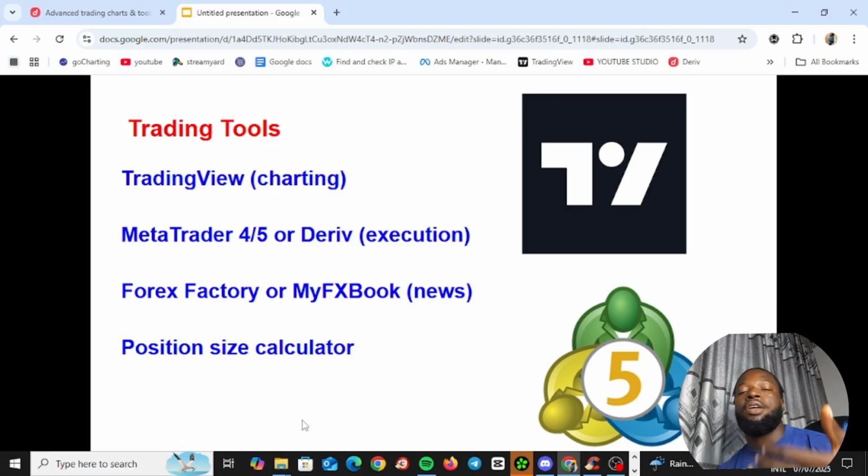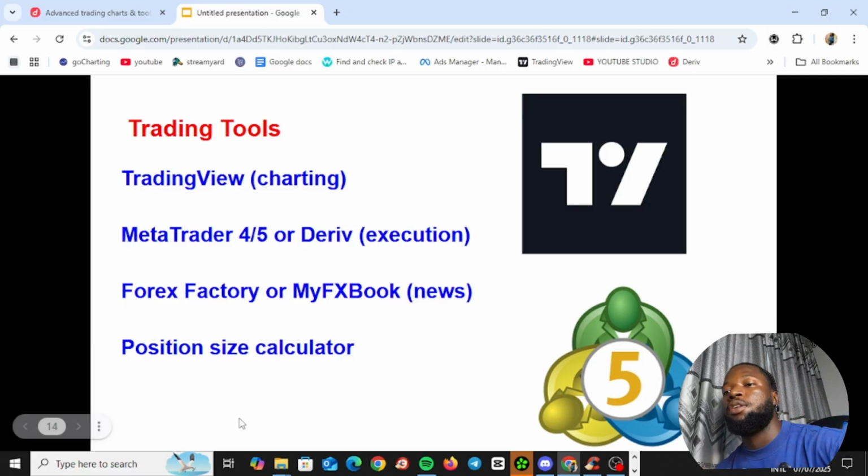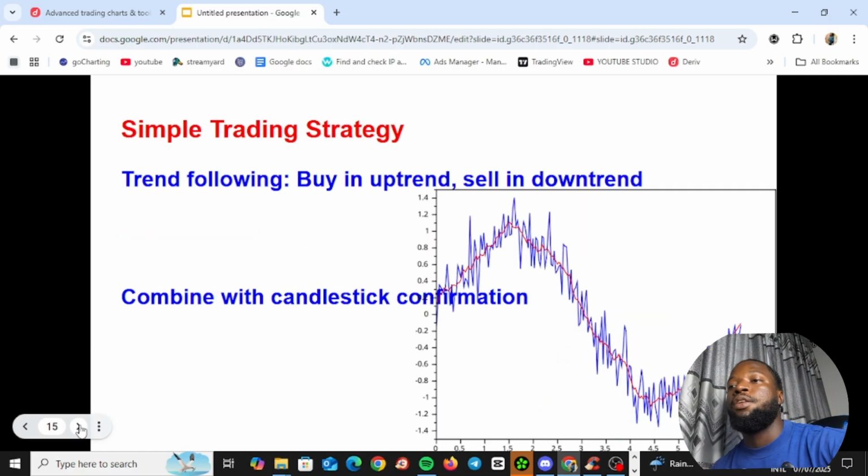And also position size calculator, you know, the lot size you need to use to take a trade so that you don't blow your account. So all these are app trading tools that you need as a forex trader for you to be able to do well in forex. And a simple trading strategy is by following the trend.